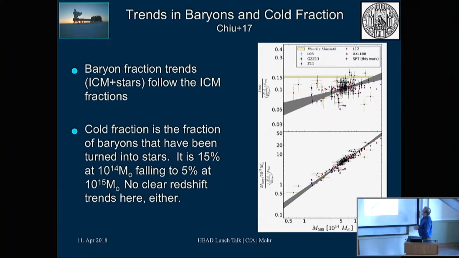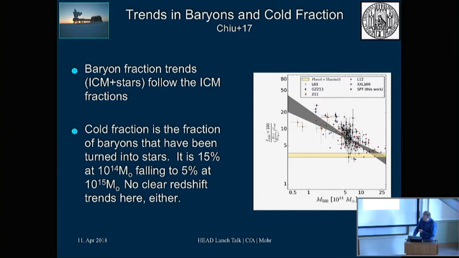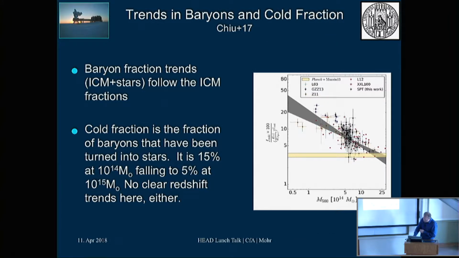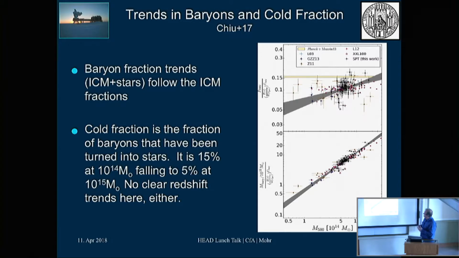Okay, what about the baryon fraction? Well, the baryon fraction basically looks like the ICM mass fraction because the ICM dominates the baryon fraction. And so we see a strong mass trend there. We also see basically no evidence of a strong redshift trend.